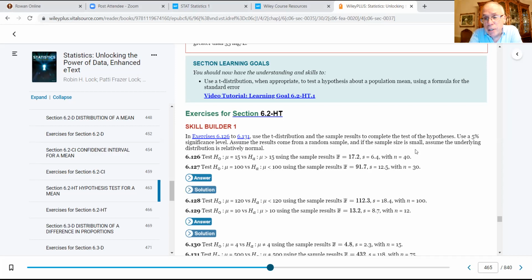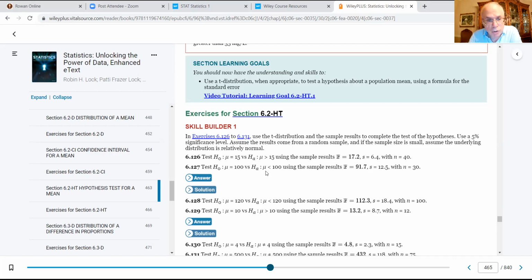And again, 30 is sort of the break point for that. In this case, it doesn't matter whether the sample size is 30 or more, because they say that we're assuming the underlying distribution is normal. So here is, for example, 6.127, a hypothesis test. Mu is equal to 100 is the null. Mu is less than 100 is the alternative. This is a left tail test. And how do we do this one?